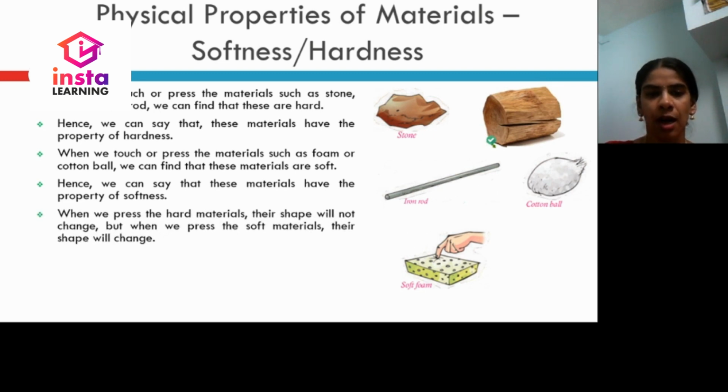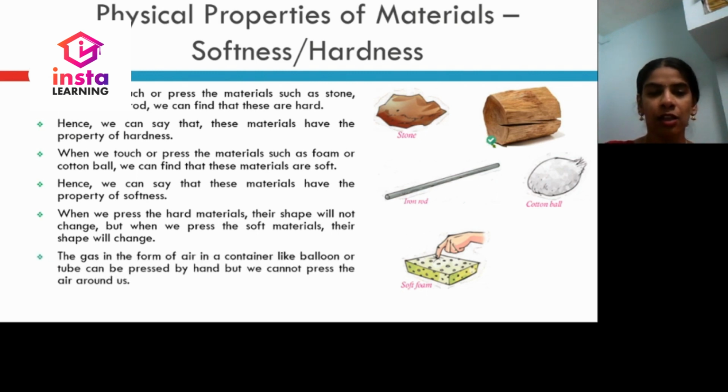When we press hard materials, the shape will not change. But when we press soft materials, the shape will change. The gas in the form of air in a container like a balloon or tube can be pressed by hand, but we cannot press the air around us.